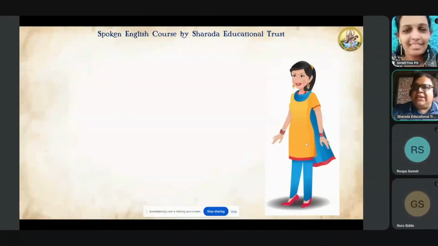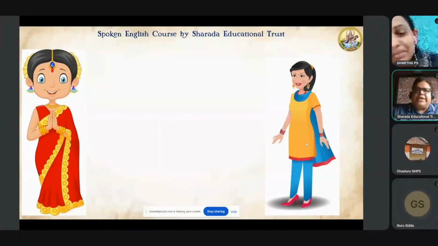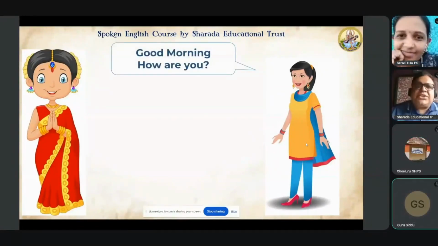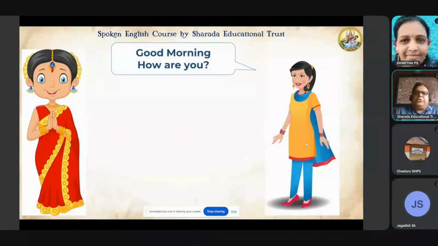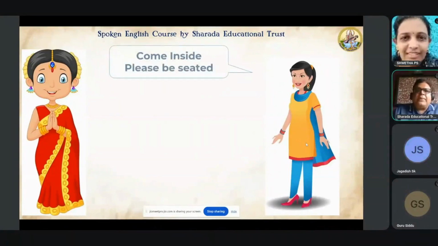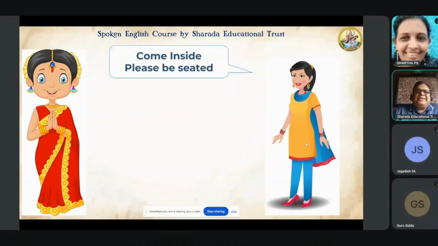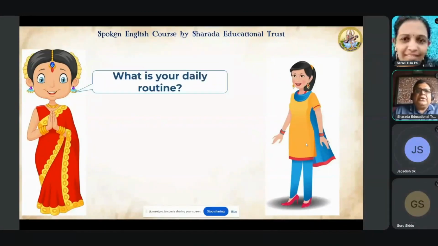So who is this lady? We have named her last time. You remember? Radha. Today we have one more lady. Let's call her Rekha. These are all fictional characters, but you can assume your own identity for these two ladies. So she starts with the same good morning, how are you? So this is like lesson 1. She says, I'm fine. How are you doing? Of course she's not answering. She could have answered, I'm doing fine, how about you? She says, come inside, please be seated. So say thank you. What is your daily routine?